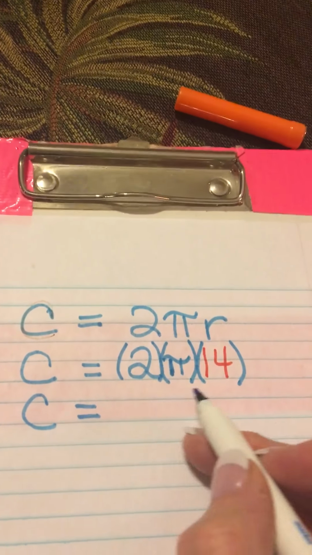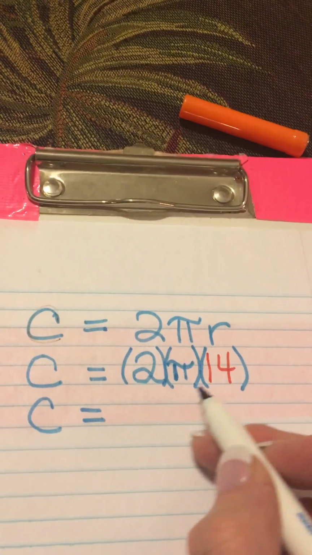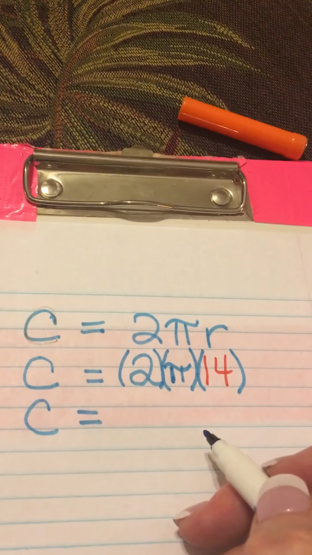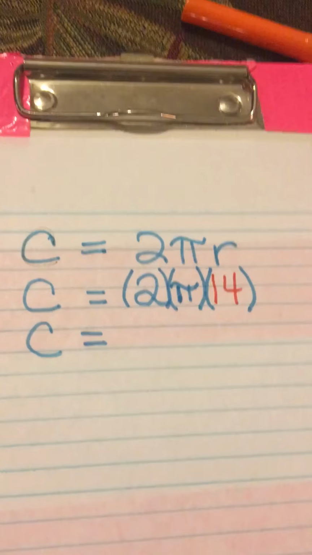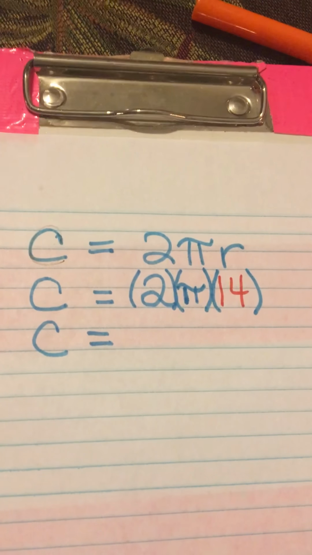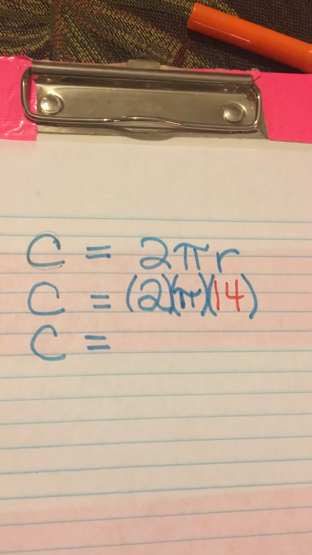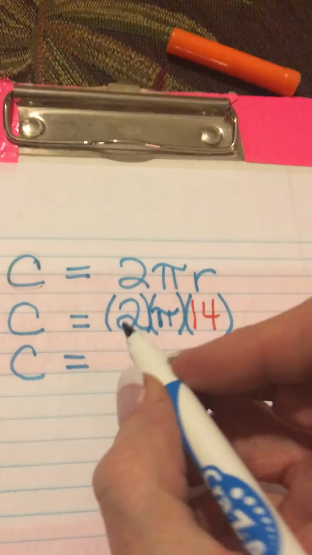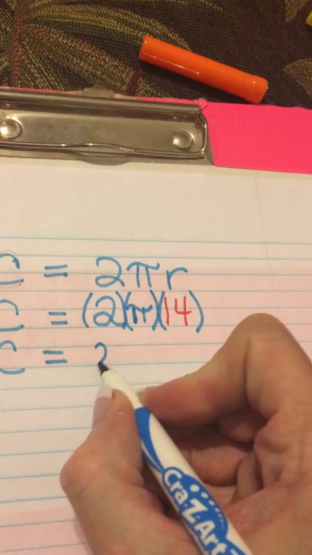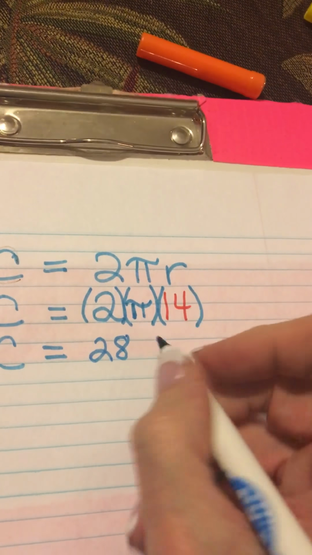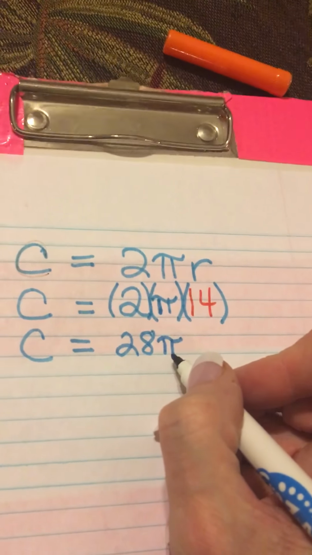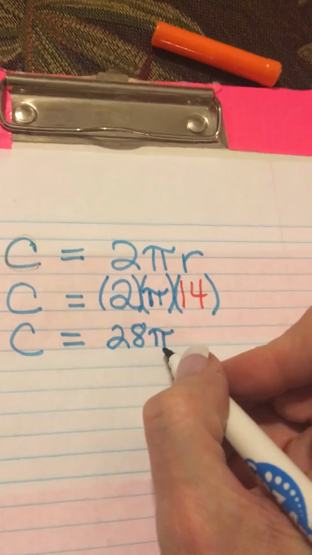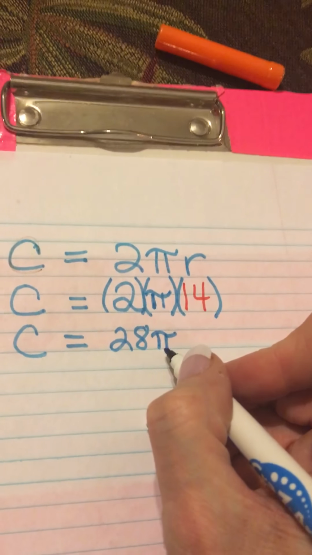So let's combine like terms. Let's multiply those two guys together. 14 times 2. Go ahead and do it in your calculator. So you got 28. And remember it said leave your answer in terms of pi, meaning leave the pi alone. We want that symbol pi to be in our final answer.